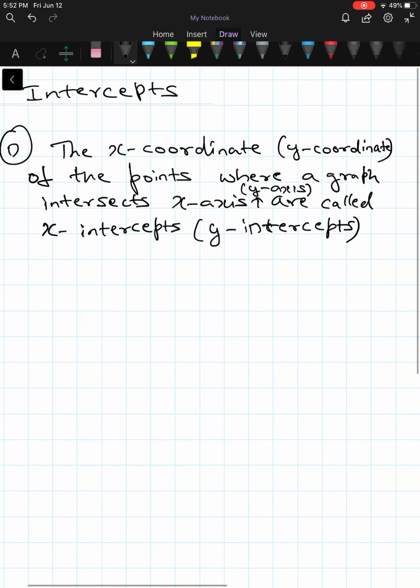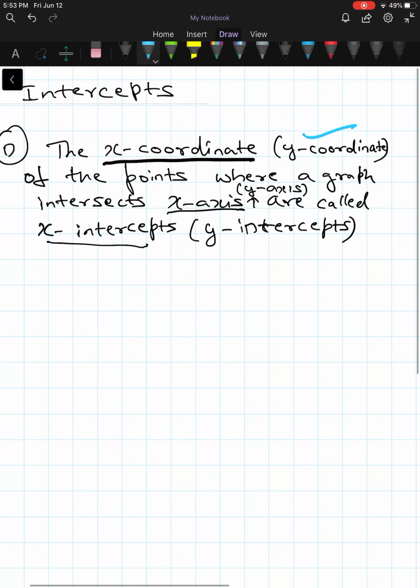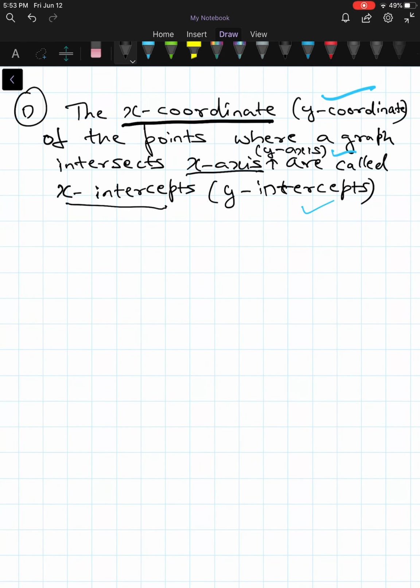So that is, if you are considering the x-coordinate of a point where a graph intersects the x-axis, that would be an x-intercept. If you are considering a y-coordinate of the point where the graph intersects the y-axis, it is called a y-intercept. That is nothing but, when does a point intersect the x-axis? When y is equal to 0. And when does a point intersect the y-axis? When x is equal to 0.